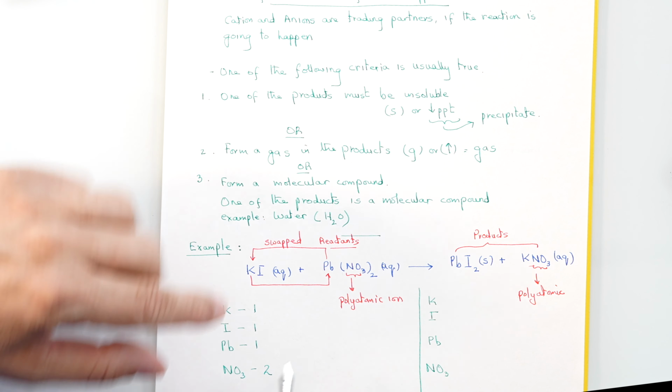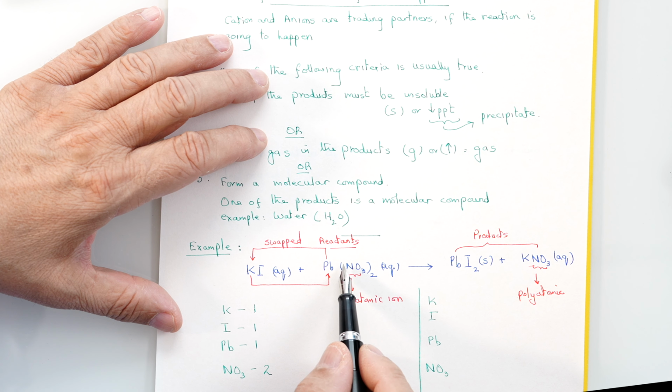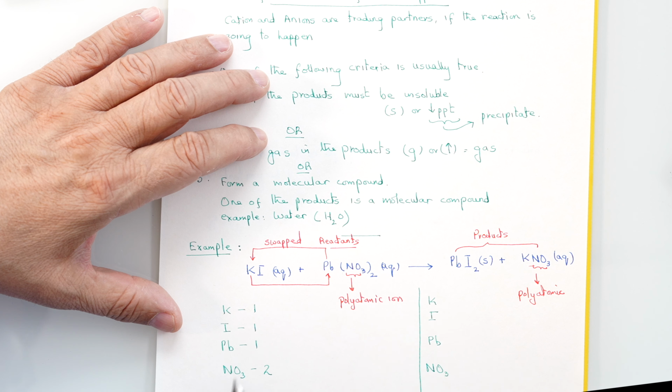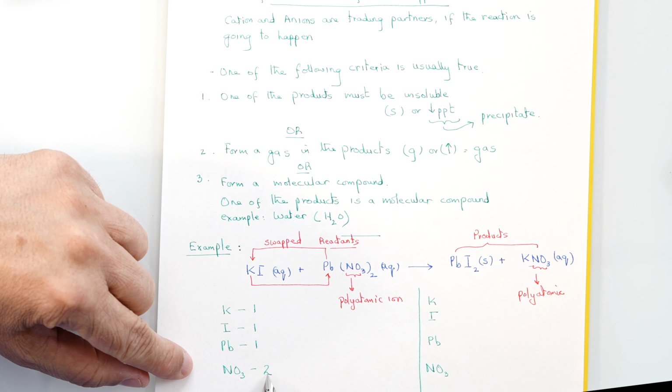I hope you see that 2. That 2 is coming from here. We're just viewing this entire thing. We're keeping it. We're not breaking these up. We're not saying 1 nitrogen, 3 oxygens. We're keeping it all together. So you've got 2 of these here.